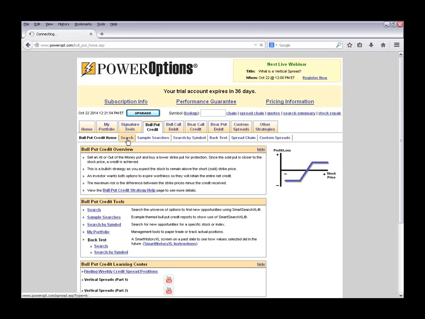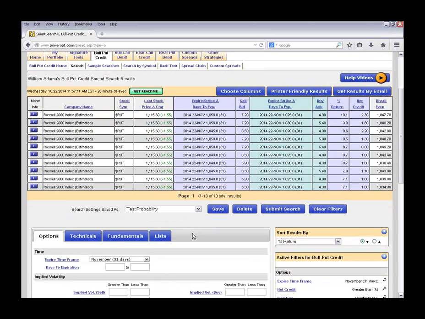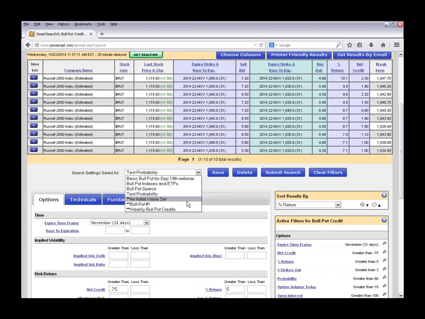Now in Power Options, anytime you click the search tool on a given strategy, you're going to see some basic trades that match our default criteria. Here's one we were just creating the other day. To start, you can use different screens as a stepping stone. We have default searches for just initial values, bull put number 1, and weekly bull put credits.